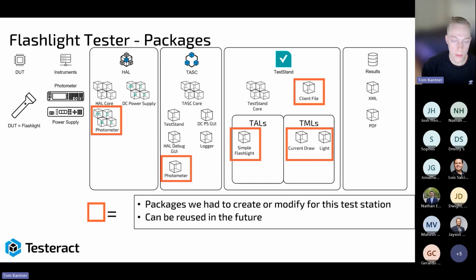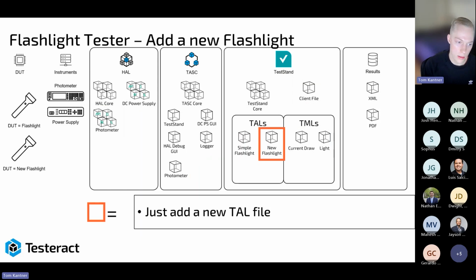So this is a very simple example with just one DUT. What if we added a new DUT? We have a new flashlight. It has different requirements, maybe different limits that we're checking against. We expect it to have maybe more of a light output and to draw a certain amount of current that's different from the other flashlight.